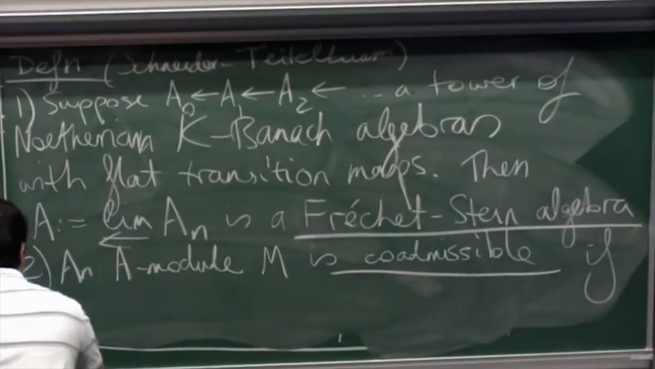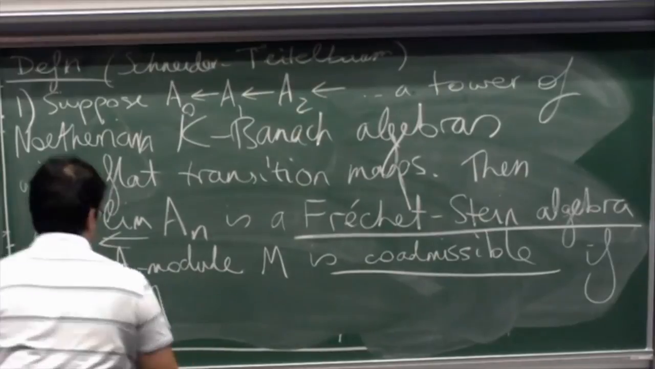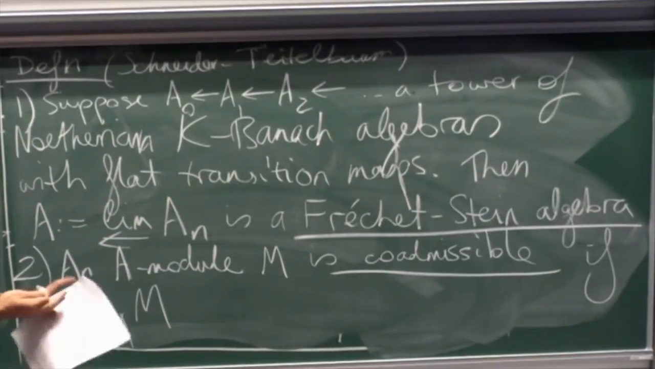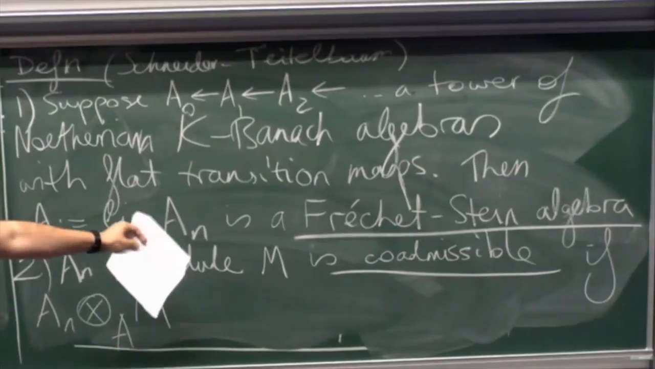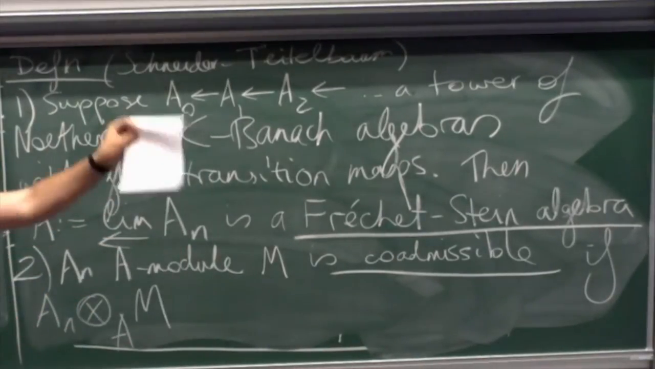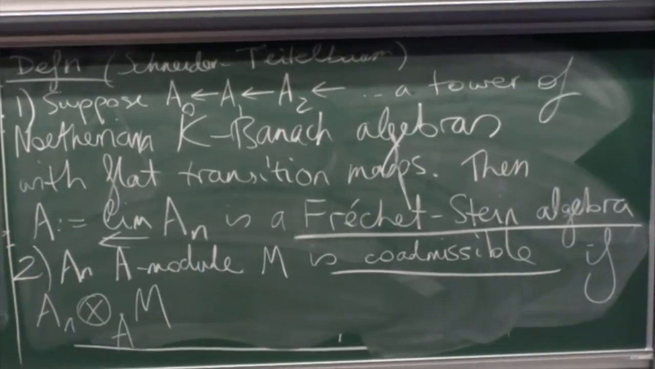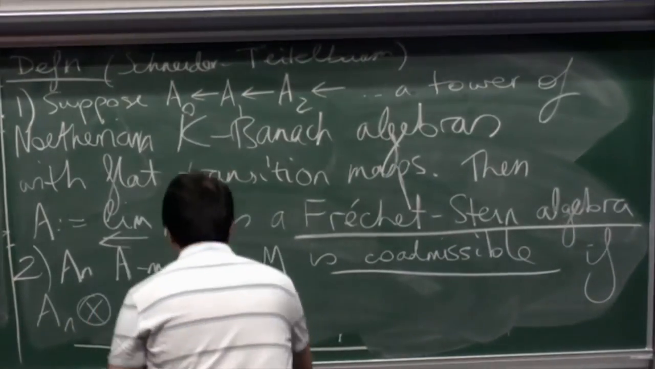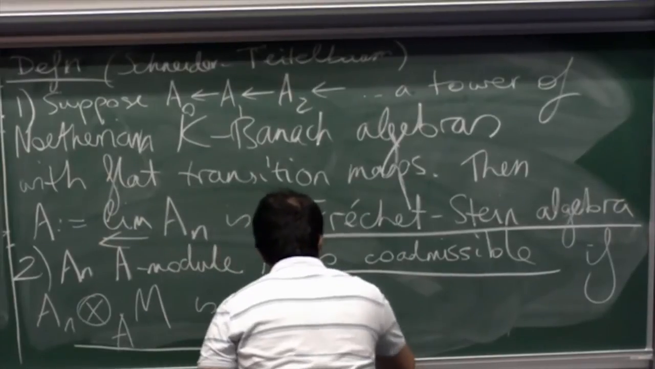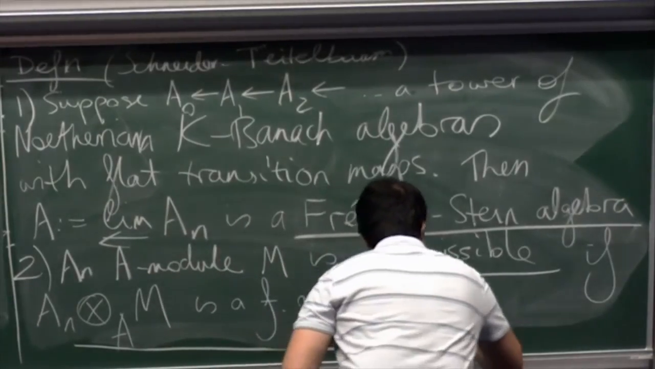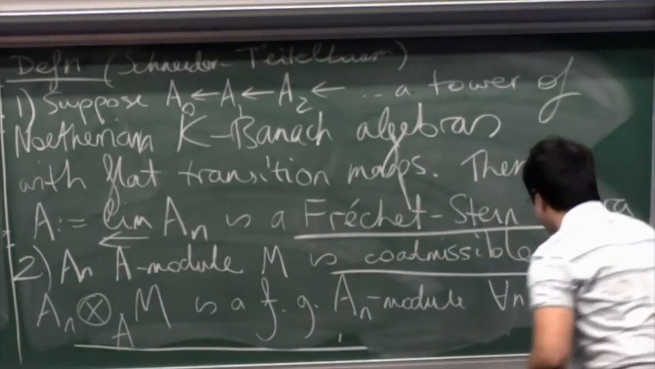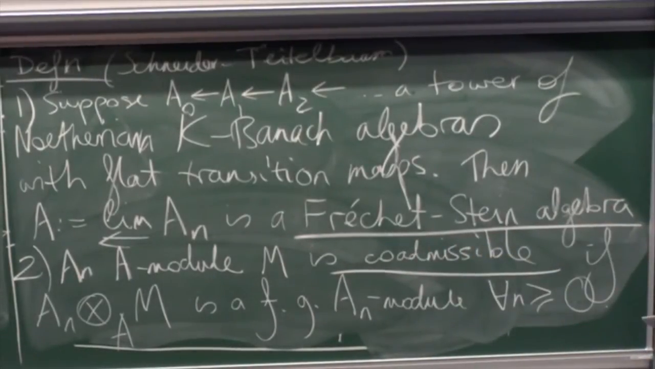if, whenever you think of it geometrically, it's some sheaf defined on the whole cotangent bundle, whenever you pull it back to some bounded affinoid subset, it's coherent. So it's coherent, basically. Is a finitely generated module for all n? Only algebraic tensor product, yes.